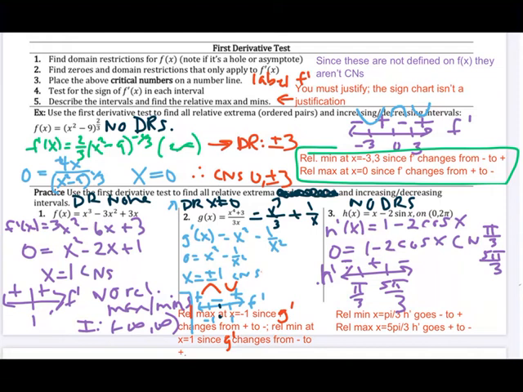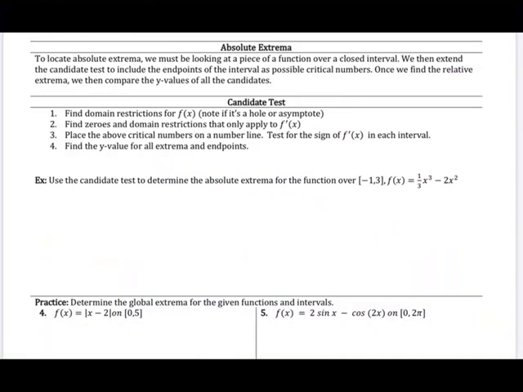We introduced the idea of an absolute max or min, but now let's look at how we can identify if something is an absolute extrema. In order to talk about absolute extrema, we're going to be looking over a closed interval, and we're going to extend the candidate test to include the endpoints as well as the critical numbers. So we're going to do a lot of the same things that we just did, but we're also going to test the endpoints. That's the big difference. We're going to test the endpoints of the interval as possible critical numbers.